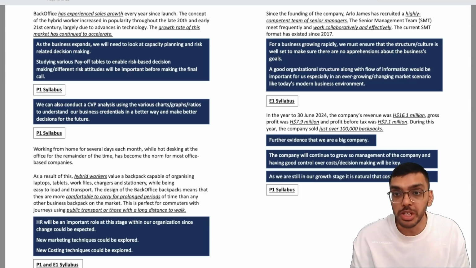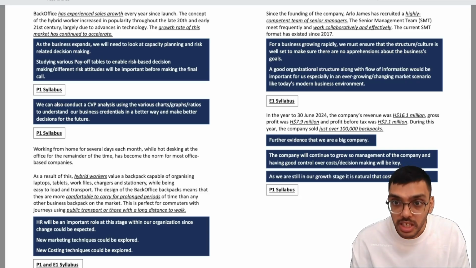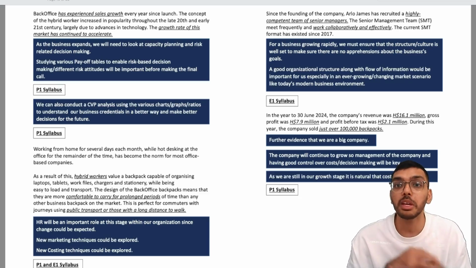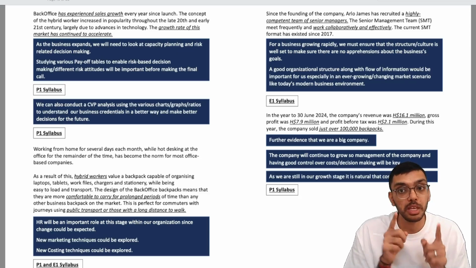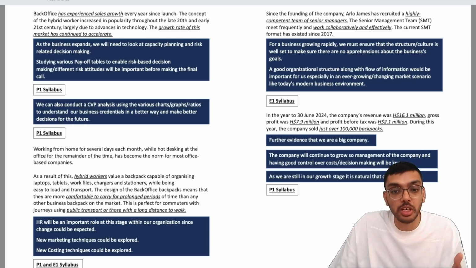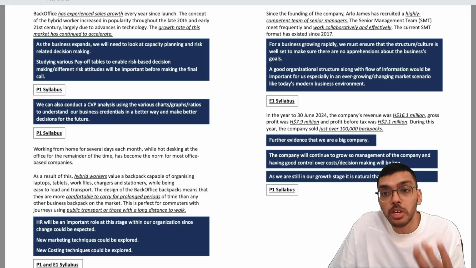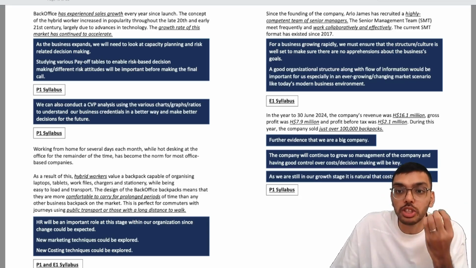The company will continue to grow, so management of the company and having good control over costs and decision making is going to be key. As we are still in the growth stage, it is natural that cost control will be a major discussion. In the P1 syllabus, I'm repeatedly mentioning costs and prices, because this is what growing businesses have to very much identify and focus on.